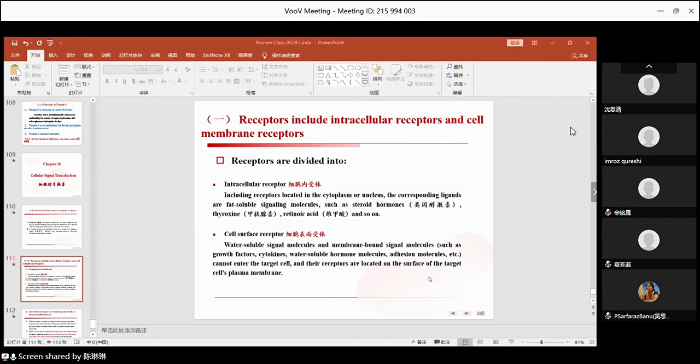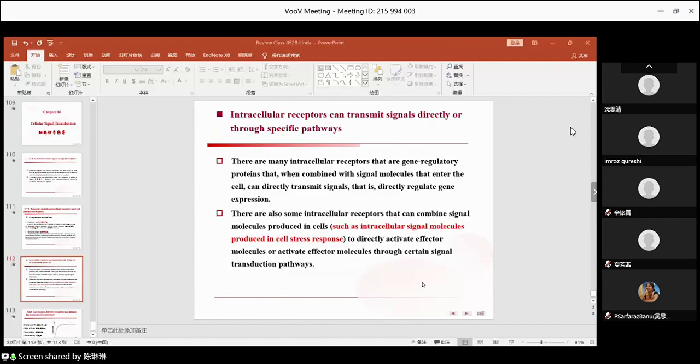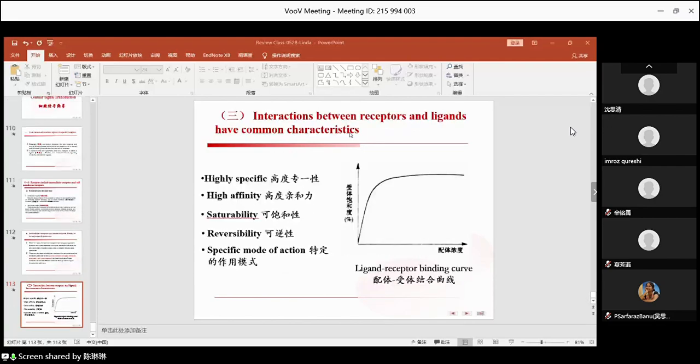I will give you some single choice questions in this part, okay? And also you should remember the interactions between receptors and ligands. They have some common characteristics: high specificity, high affinity, saturability, reversibility, and a specific mode of action.